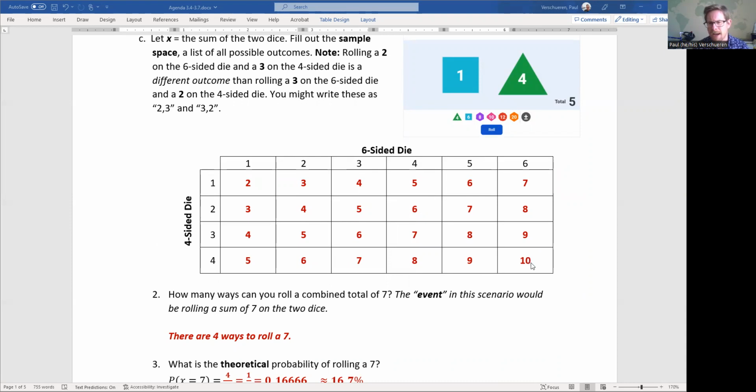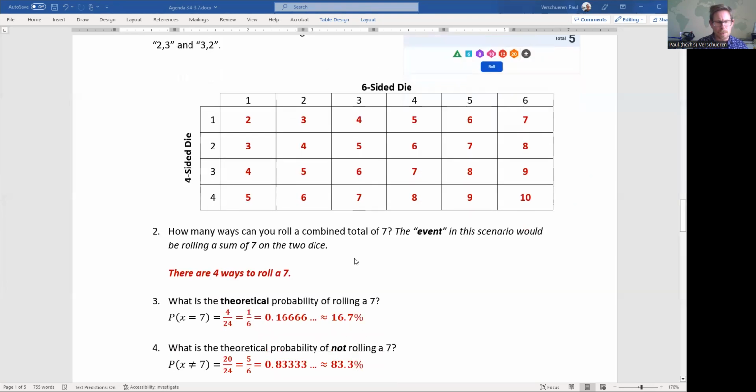And the highest you could roll is a 10, the lowest you could roll is a 2, but those are also the least likely rolls, because there's only one combination of dice that results in a 2 and only one combination that results in a 10, whereas multiple combinations of the dice can roll 5s, 6s, 7s. Those all have equal probabilities, 4 out of 24 for rolling a 5, 6, or a 7.